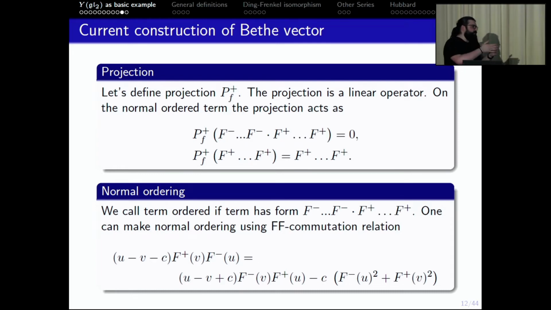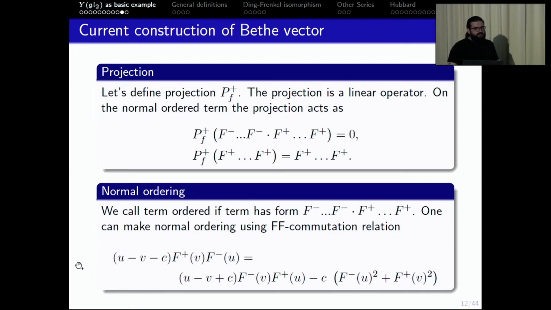And you repeat it until the end, because it's a strict procedure. At the end, you have some term which is normal ordered in this sense, with all F minus on the left and F plus on the right. And then the projection is some procedure, an operator, which works in the next way. If you have any F minus on the left in your term, then it should be put to 0. If your term has only F plus, it's still alive. So it's an absolutely formal procedure.